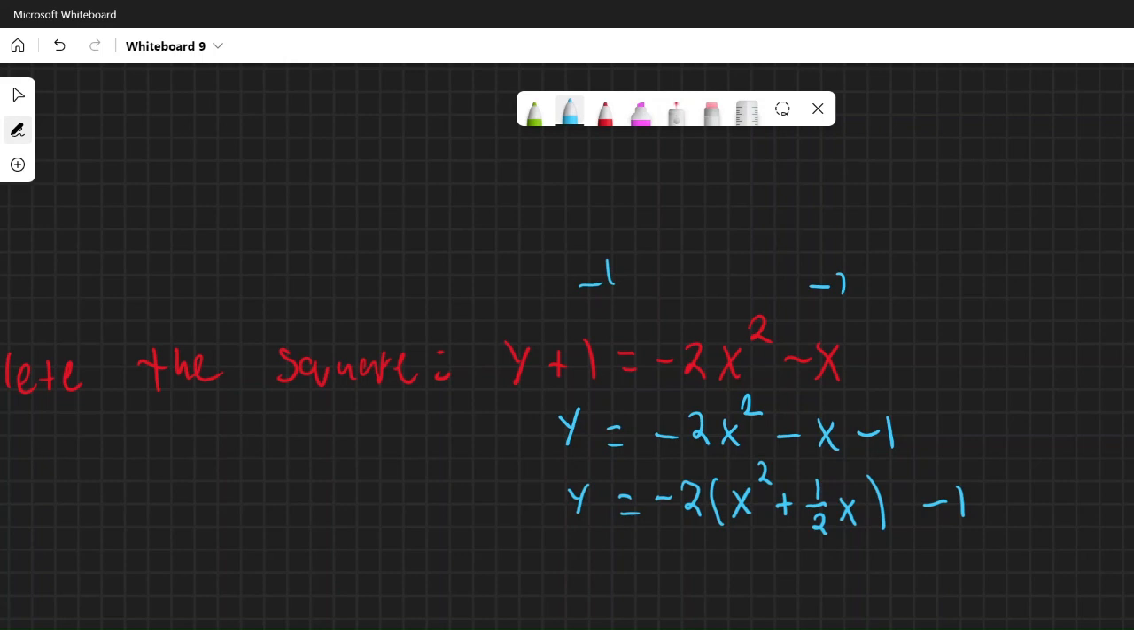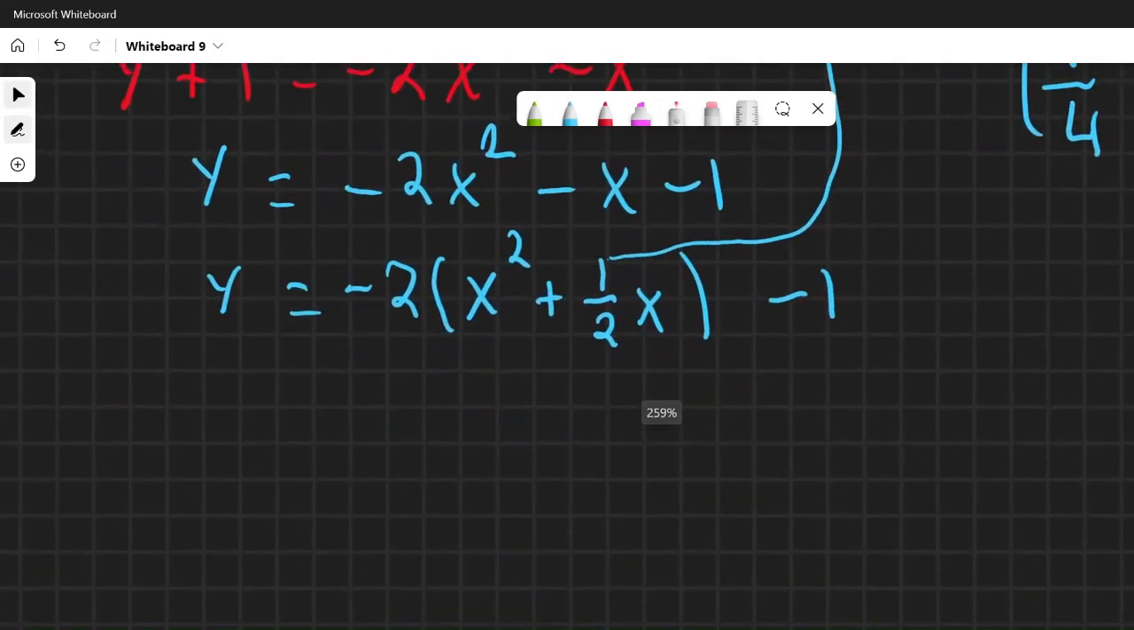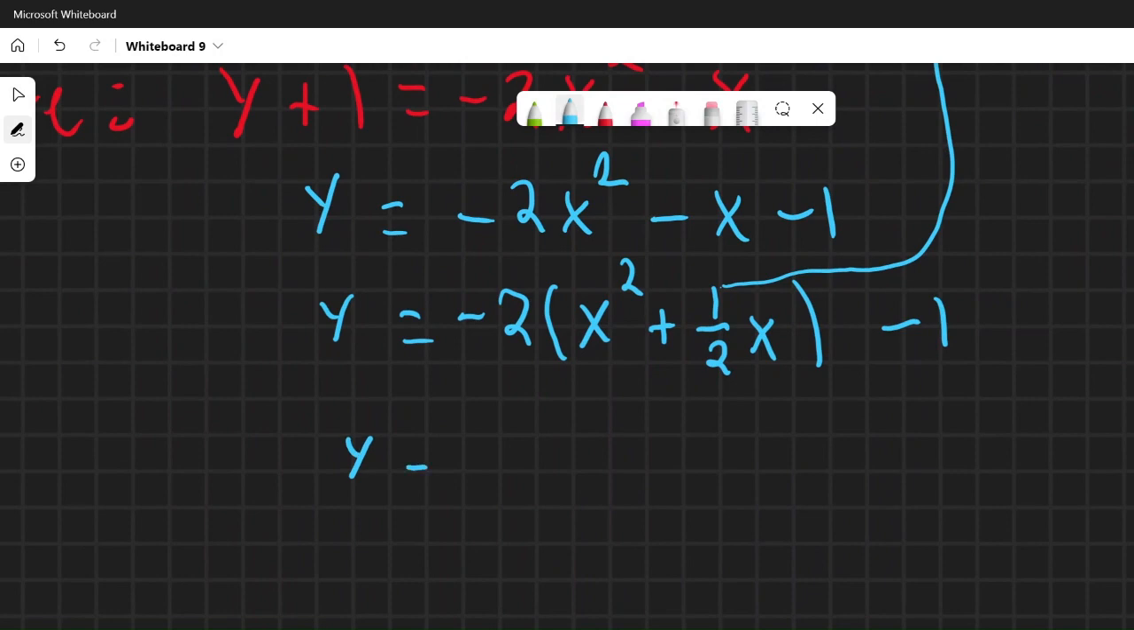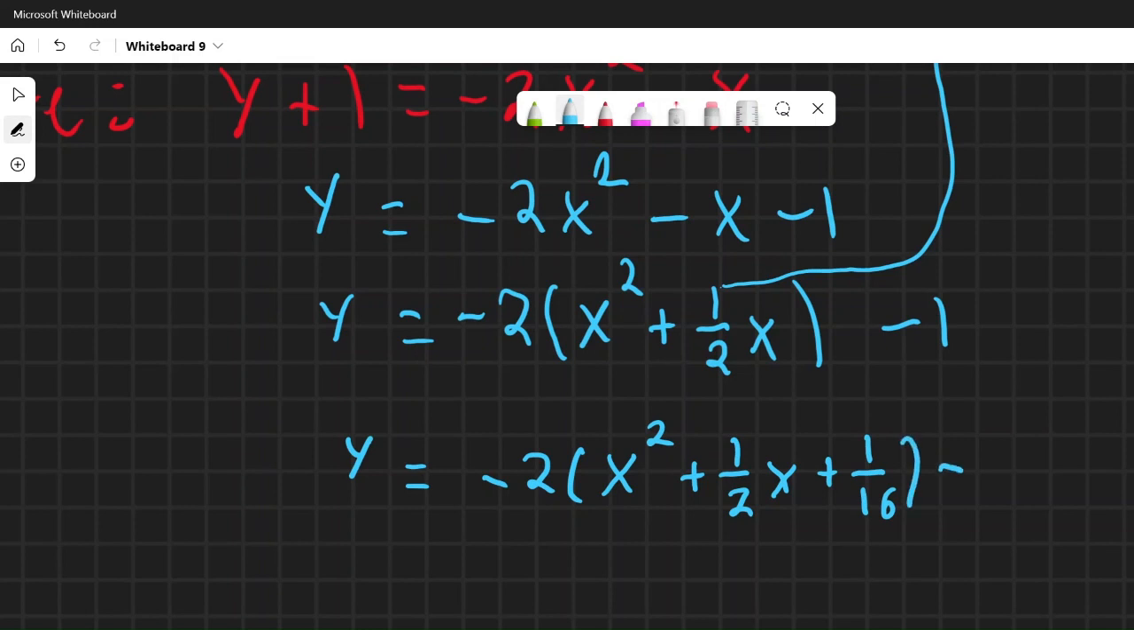And now what we do is we get our b term. So our b coefficient, that is 1/2. 1/2 divided by 2 and then squared. So 1/2 divided by 2 would be 1/4. Then we square that, and that would be 1/16. So now we're going to add that inside the bracket. So that will give us y equals negative 2 x squared plus 1/2 of an x plus 1/16.